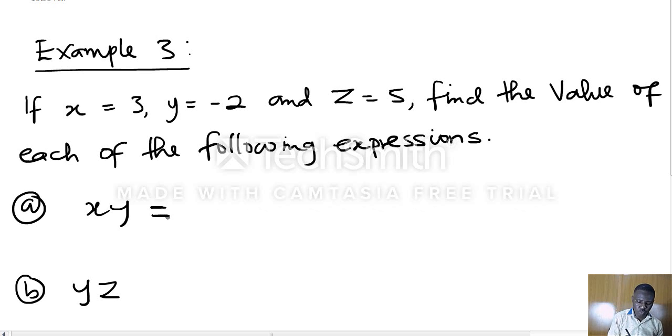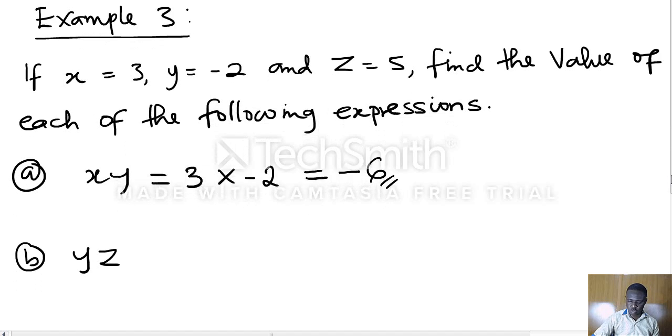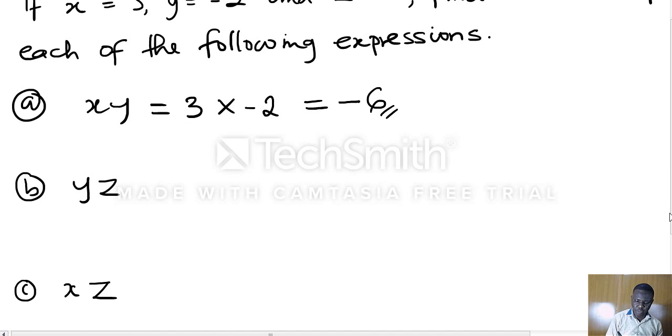So this is equal to, what is my value of x? X is given as 3. This will become 3 times, what is my value of y? Is equal to -2, and that will be equal to positive 3 times negative 2. Remember what we said in our previous class, you multiply the sign first before the numbers. So positive times negative is going to give us negative. 3 times 2 is equal to 6. So xy can be said to be equal to 3 times -2, which is -6.